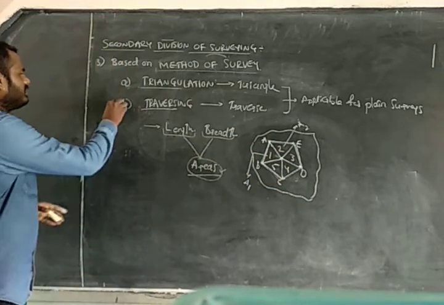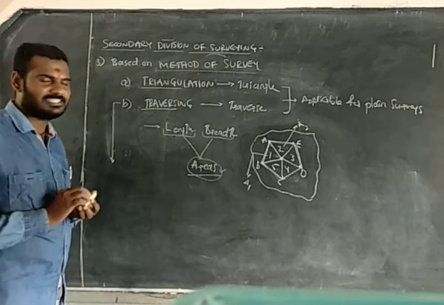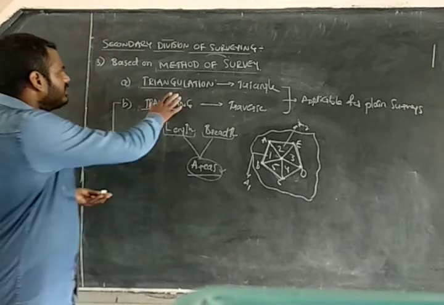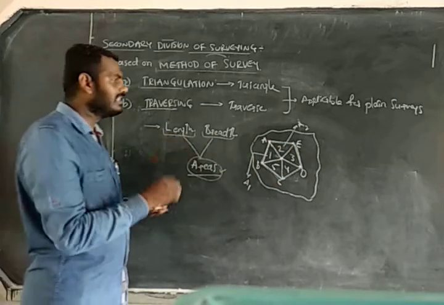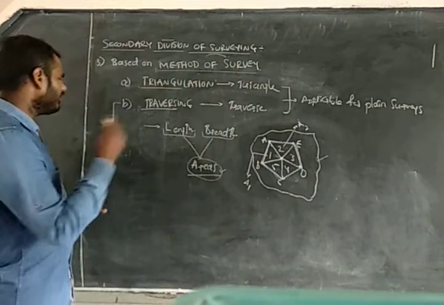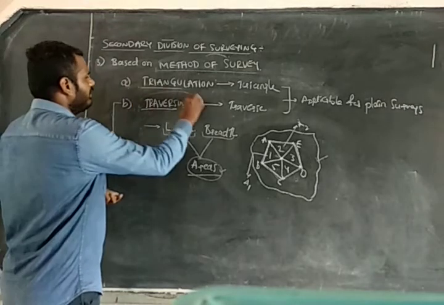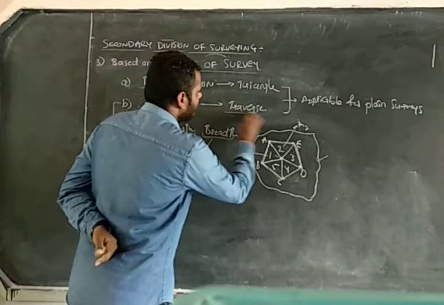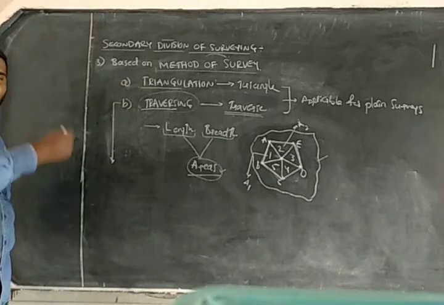Whereas the second one is traversing. Traversing is also very important, but here we need to know a small difference between triangulation and traversing. In triangulation we just divide the area into triangles, that is different, no problem at all. This can be carried out generally at general ground level. But when we come to traversing, in the case of traverse we have two different types. Before going to traversing, first you need to know what a traverse is. A traverse is something that connects points.